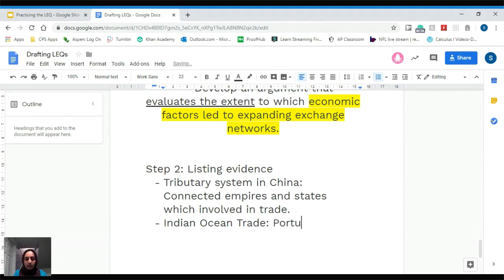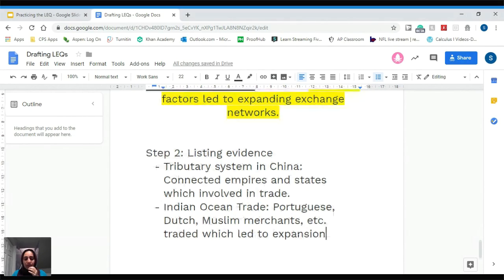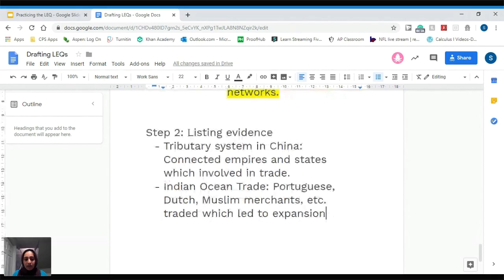So we could say Portuguese, maybe Muslim merchants we could talk about, etc., which you can elaborate on. But yes, you have the Indian Ocean trade. That's one of the main trade networks in this time period. So that's good. What other one do we have?